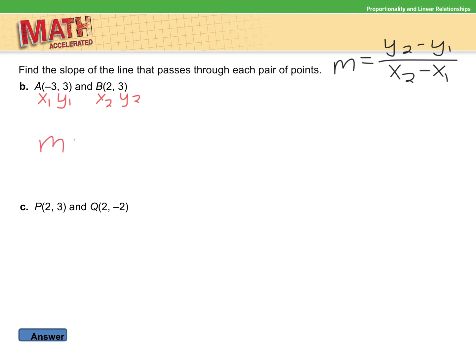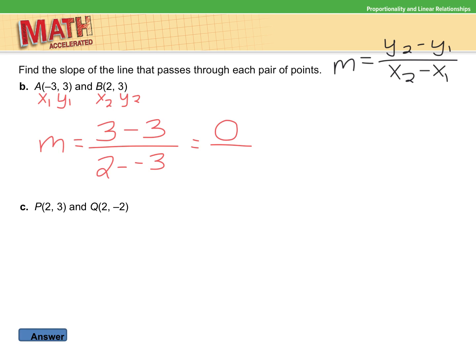So we have y2 is 3 minus y1, 3. What's our x2? 2, 2 minus x1, negative 3. Now calculate. What's 3 minus 3? 0. 2 minus a negative 3.